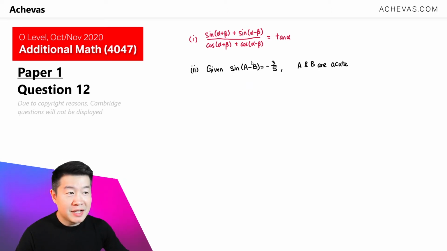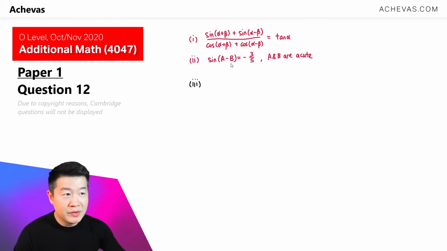If sine A minus B is negative, and A and B are acute angles, this will only imply that A minus B has to be a negative angle. So A minus B must be less than 0, which means that A must be less than B. This helps us to deduce that angle B is going to be bigger than angle A.